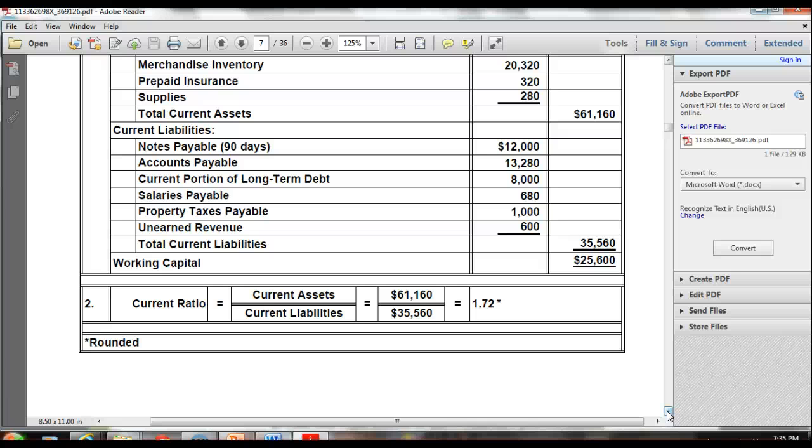So we have our current assets of $61,160, and we divide that by our current liabilities, which is $35,560. Divided.